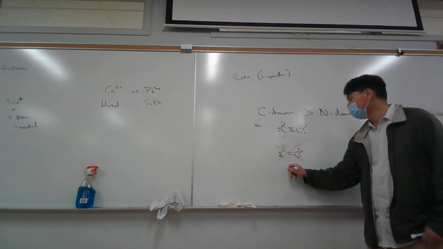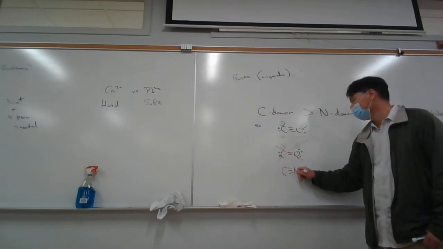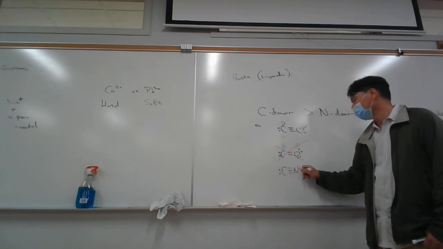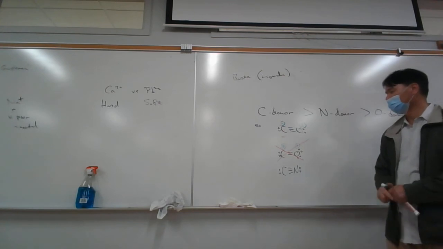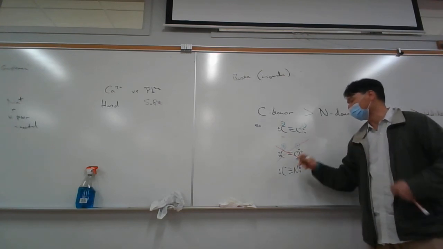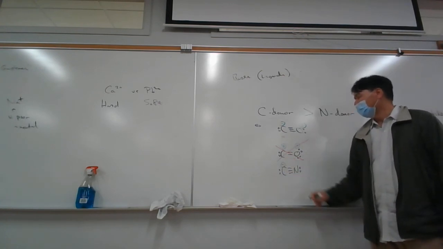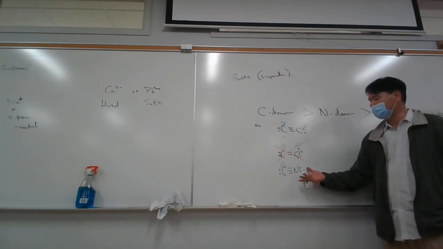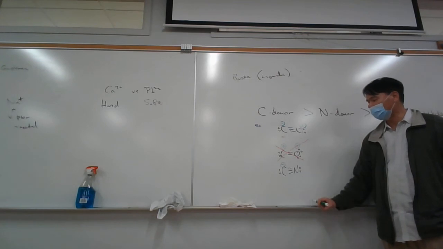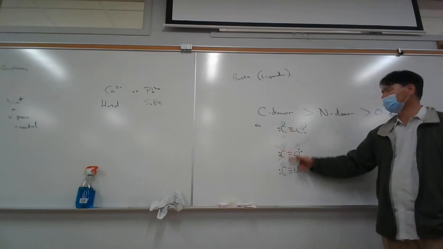Another carbon donor would be cyanide. In cyanide, once again, in order to get the octet, we have to throw a negative formal charge on the carbon. And in cyanide, the nitrogen's 0. Cyanide is a net -1 charge on the anion. And so, very strong donor.